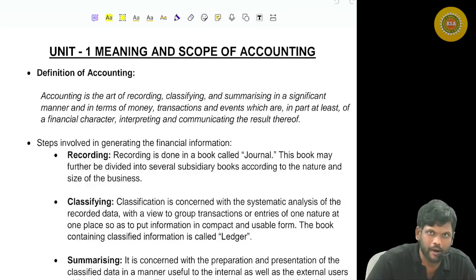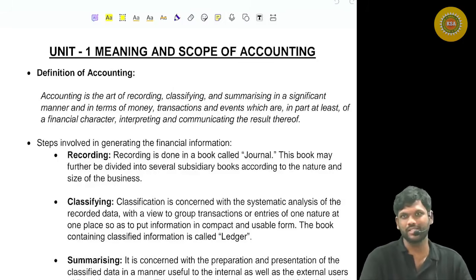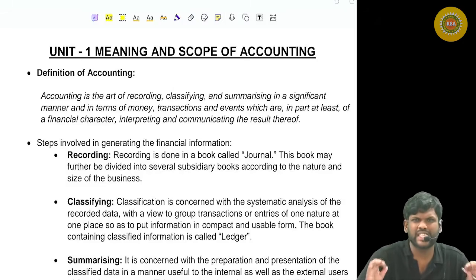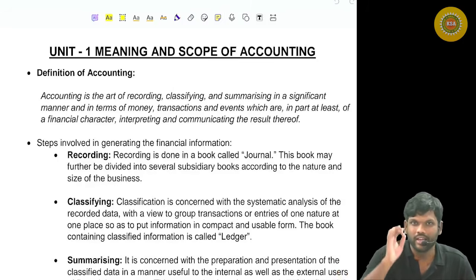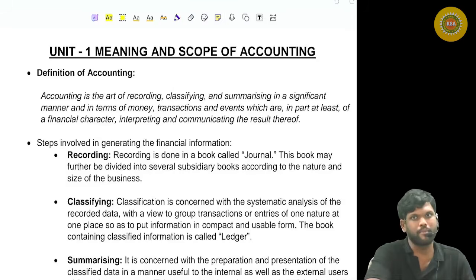I have gone through all the past questions. Most of them have been very, very direct theory questions that they have asked, not case study based questions also. It's just a direct theory question. So it will be very, very easy to answer if you remember the points. So let's get started.